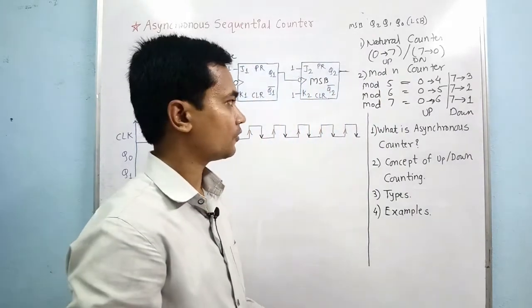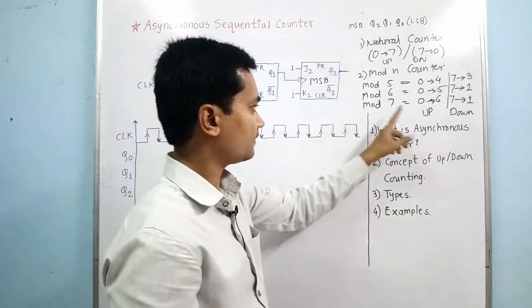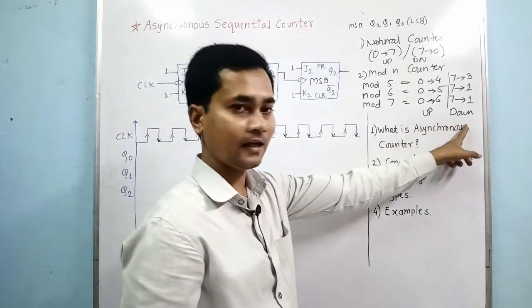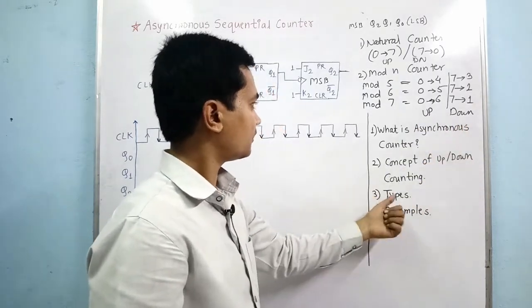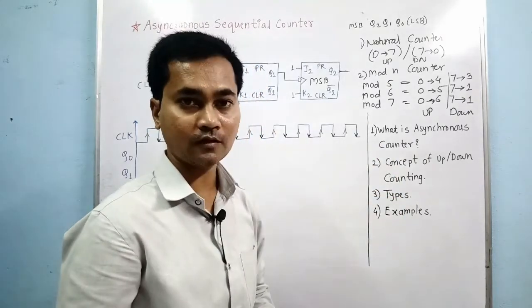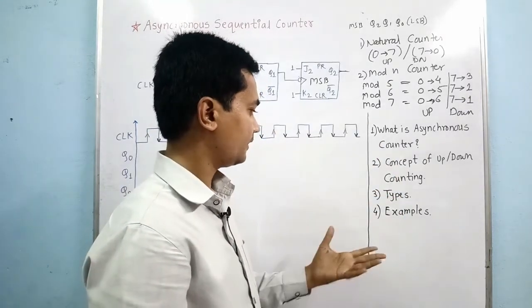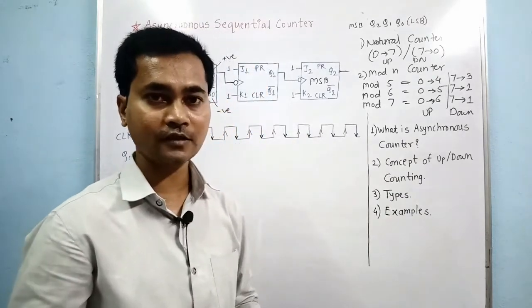Okay, so this is how the counters can be configured as up counting or down counting. These are the types of asynchronous counter. Now let us see some examples on this asynchronous sequential counter.